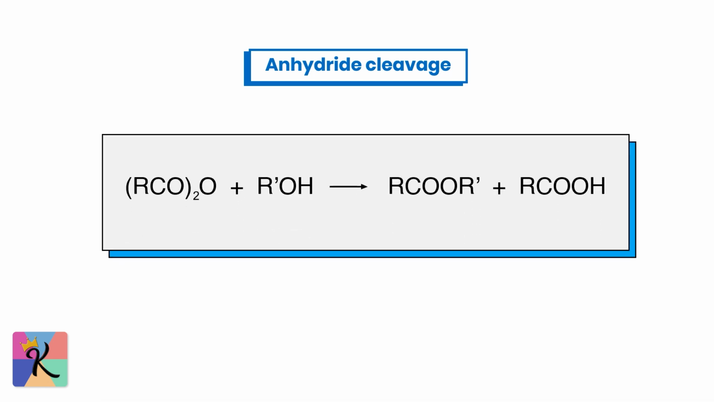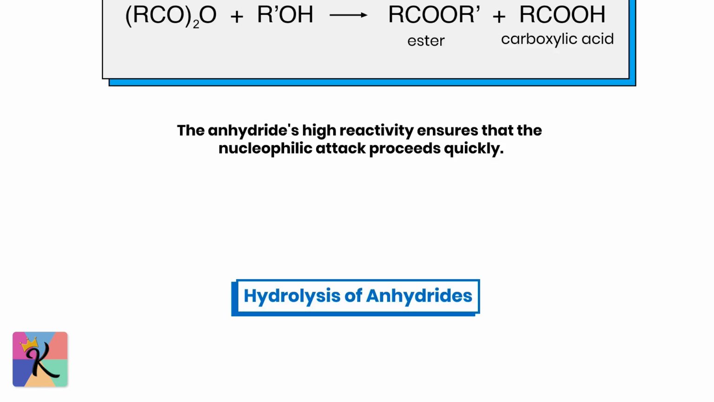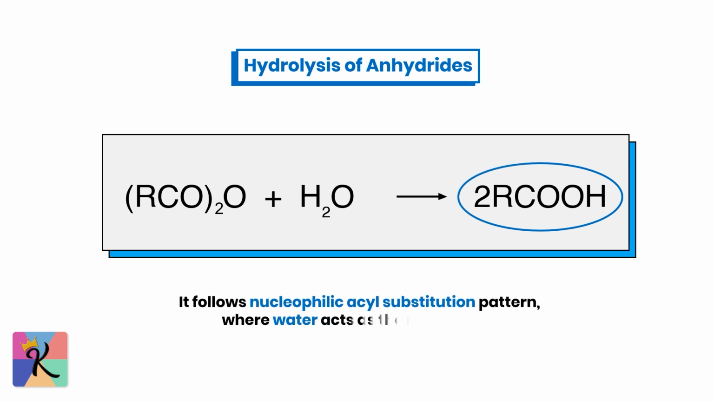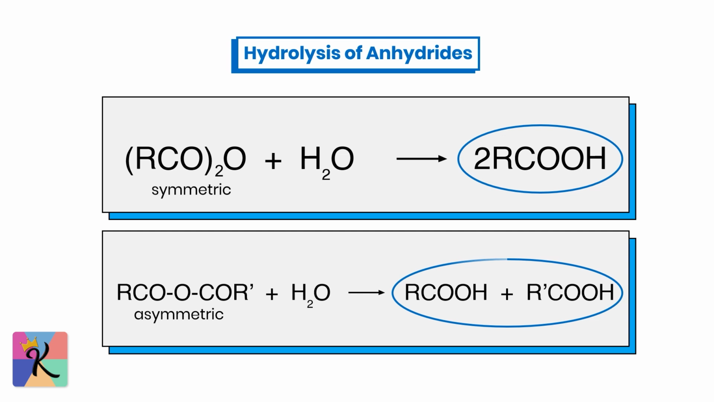When an alcohol attacks an anhydride, the products are an ester and a carboxylic acid. This reaction is efficient because the anhydride's high reactivity ensures that the nucleophilic attack proceeds quickly. When anhydrides are exposed to water, they undergo hydrolysis, forming two carboxylic acids. This reaction follows the same nucleophilic acyl substitution pattern, where water acts as the nucleophile. If the anhydride is symmetric, you'll get two identical carboxylic acids. However, an asymmetric anhydride produces two different carboxylic acids.